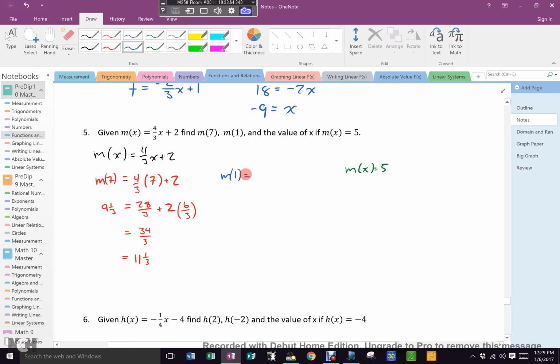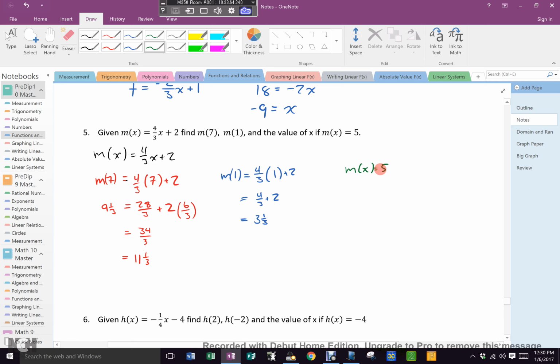What's this one going to be? Four thirds times what? 1 plus 2. 4 thirds plus 2, which is 3 1/3. Now, yeah, no problem. Okay. That's 4 thirds plus 6 thirds is 10 thirds. 10 thirds is 3 1/3. Everybody cool? Okay. What is different with the green one?